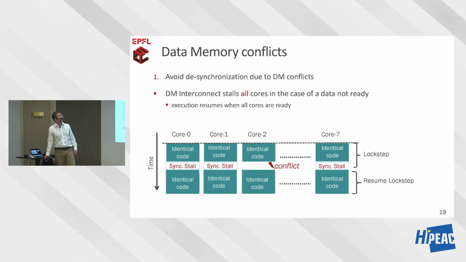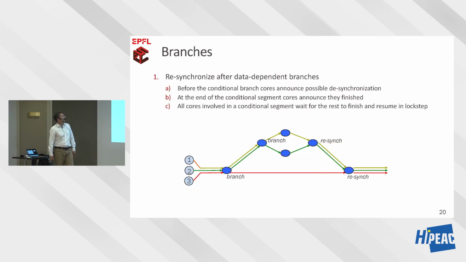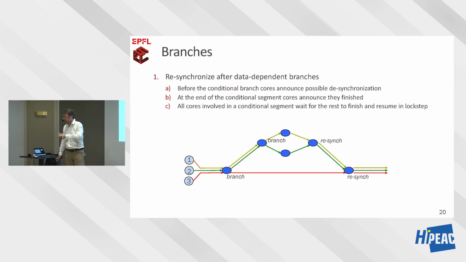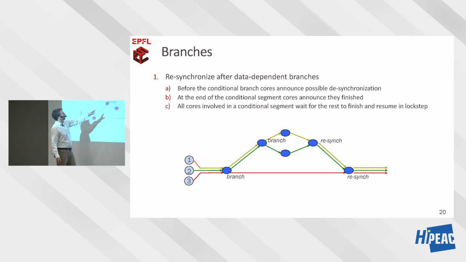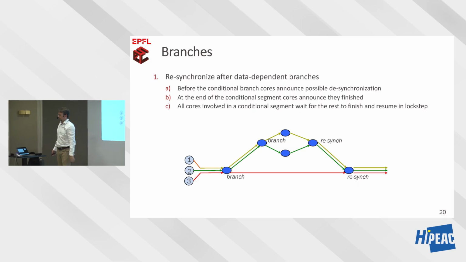Oh, sorry, data memory conflicts. You just stall some of the cores, you serialize the accesses, and then you're good to go. Branches: we supported that using a combination of instruction set extensions and specialized data memory locations. Before a conditional branch, cores announce the possibility of desynchronization. Then at the end of a branch, cores announce that they have finished. When all the cores on a branch finish, they can resume execution.